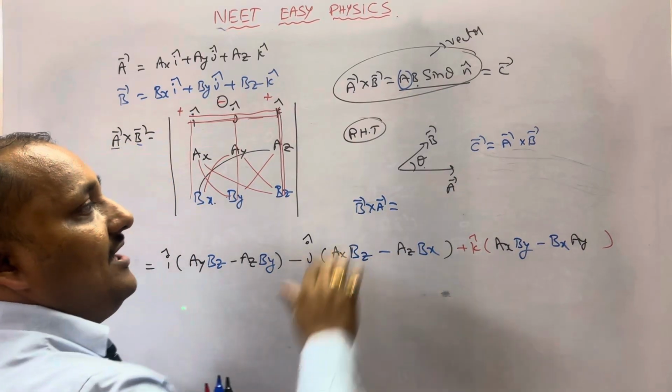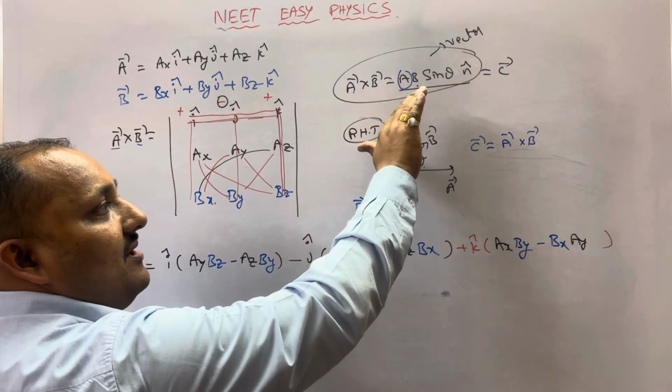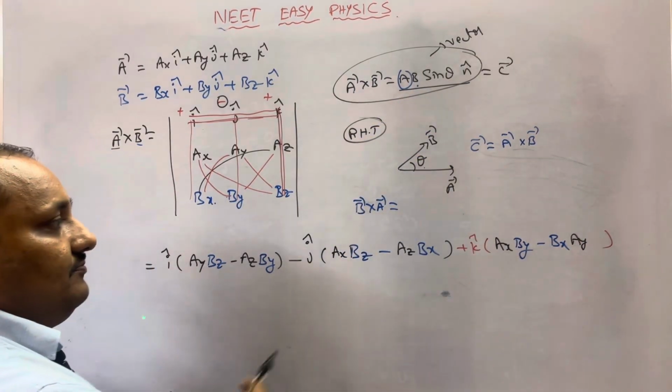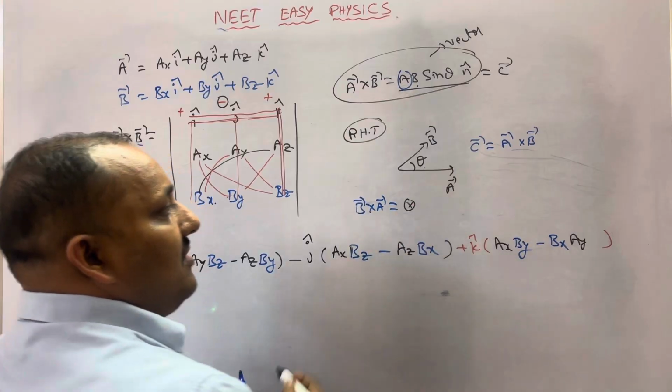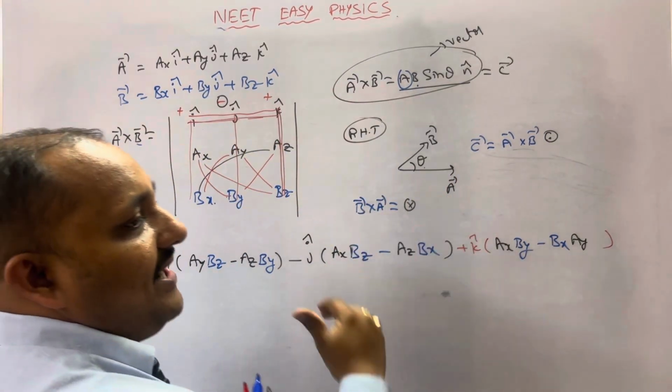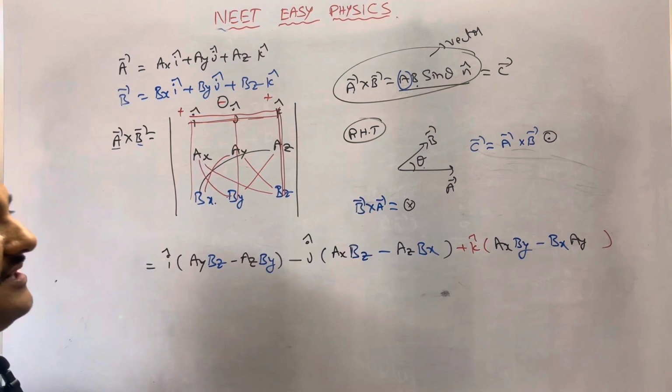Let us assume, then you have to do like this. You have to start from B bar cross A bar. Then it is going to be into the board. So B bar cross A bar is into the board. A bar cross B bar is outside the board. How we are going to write? That one we are going to give an example now.